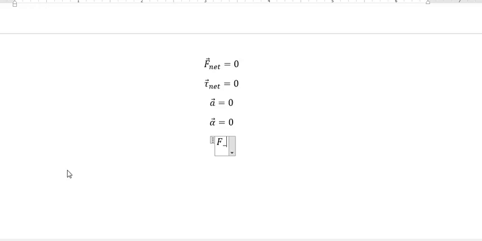I mean, we've got F net equals ma, which is where the a equals 0 comes from. We've got tau equals I alpha, right?